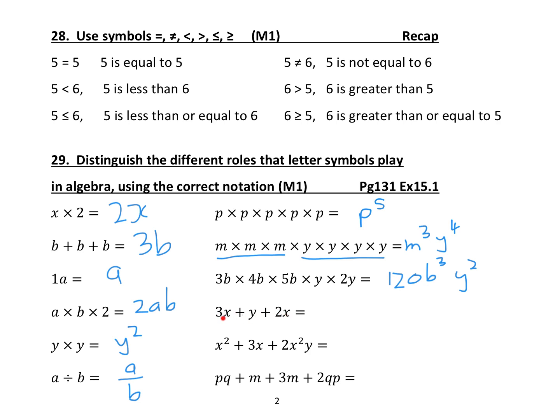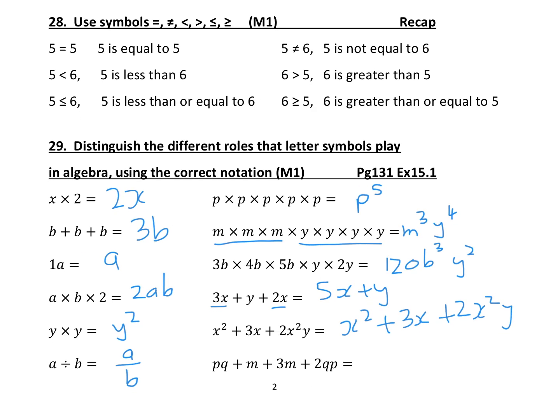In the next example, we've got 3x plus y plus 2x. y is not like x, it's unlike, so we can only collect the like terms. So we can collect the 3x and the 2x, we can add them together to get 5x, and we leave the y separate because it's not a like term. In the next example, none of those terms are like, they're all different. So the x squared has to stay on its own, 3x stays on its own, and 2x squared y stays on its own.